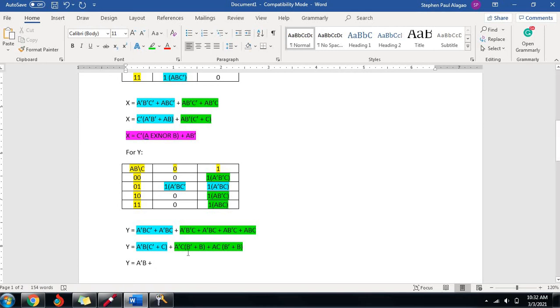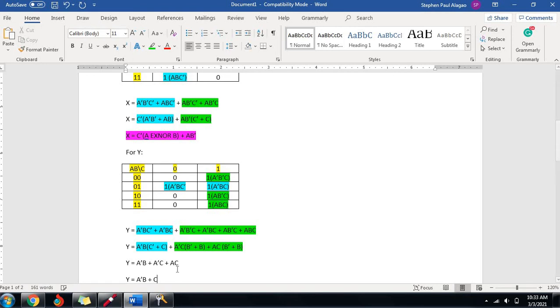Okay, let me repeat. A bar plus C. The other one is A, C. So you have A bar C plus A and then C. So finally our y will be A bar B, plus the common for this one, which is C.